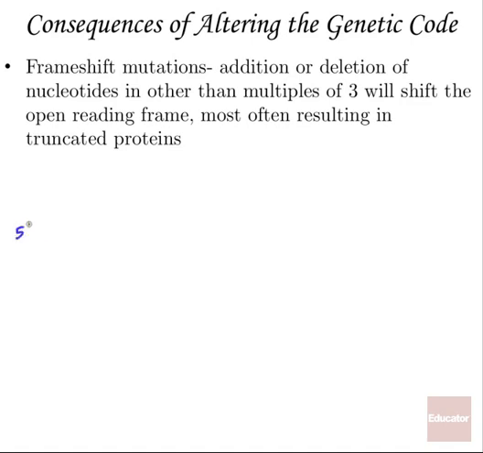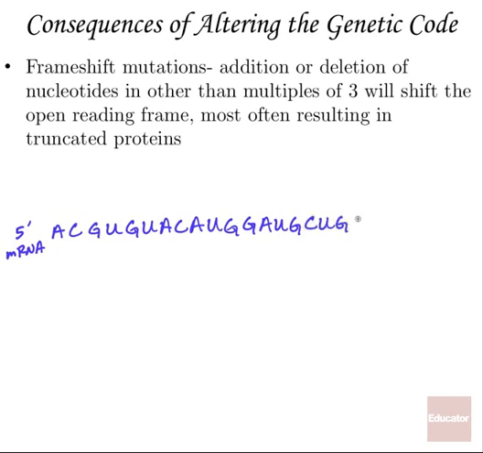So A, C, G, right? And this is the mRNA. U, G, U, A, C, A, U, G, G, A, U, G, C, U, G, G, U, A. Now, there are 3 possible reading frames for an mRNA, okay? And that's due to the fact that there are 3 bases per codon, right?